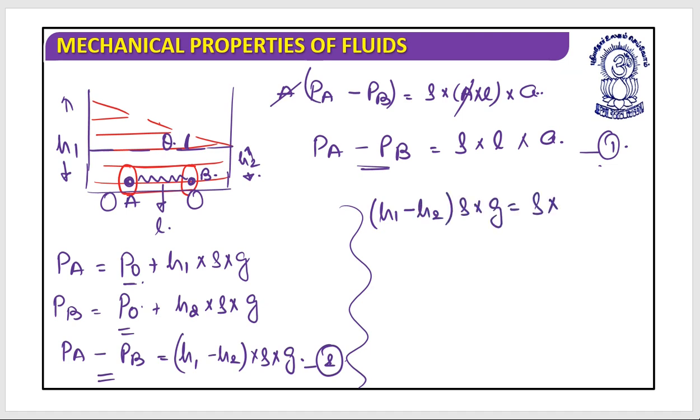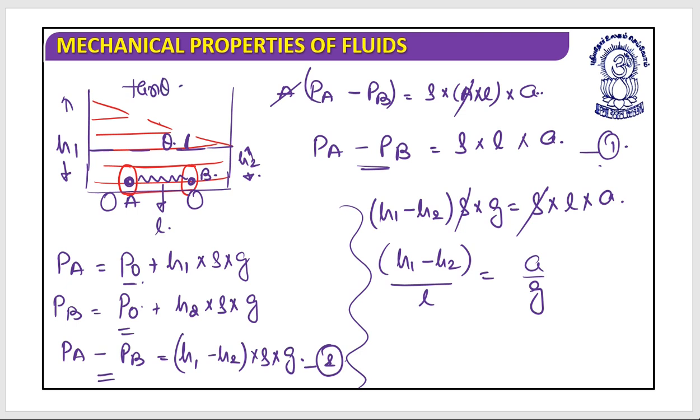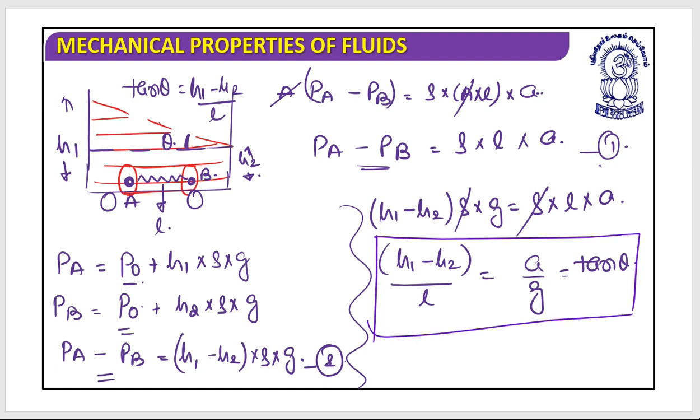This is equal to rho into L into A. So rho could be cancelled out, and this could be written as (H1 minus H2) divided by L, which is A by G. But if you see this, this is the value of tan theta. So tan theta equals (H1 minus H2) divided by L. This is the relation which is very important.